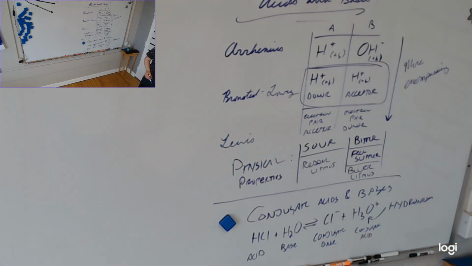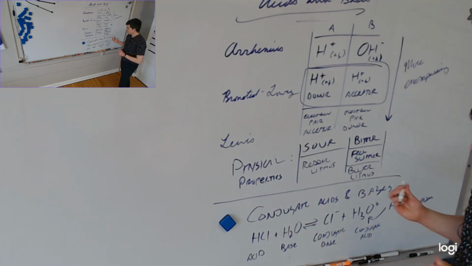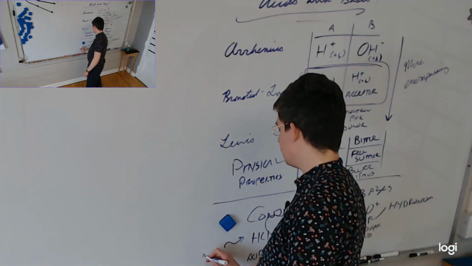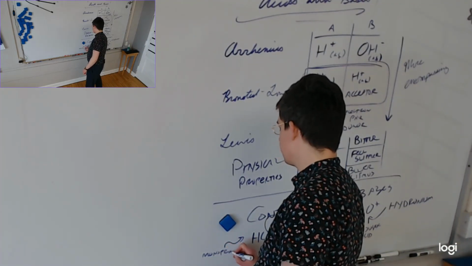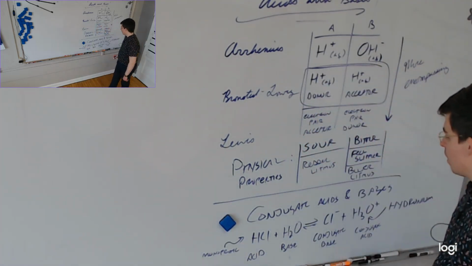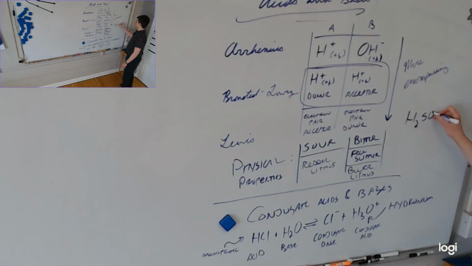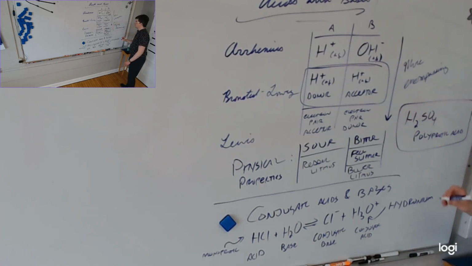Your book also talks about the idea of monoprotic and polyprotic acid. Monoprotic just means it only has one hydrogen ion to give, and polyprotic means that it has many. And that does not necessarily determine the strength of the acid, it's just the way it is. So a monoprotic acid has one hydrogen ion, like HCl. This is a monoprotic acid. Whereas if we had, for instance, H2SO4, that would be a polyprotic acid.